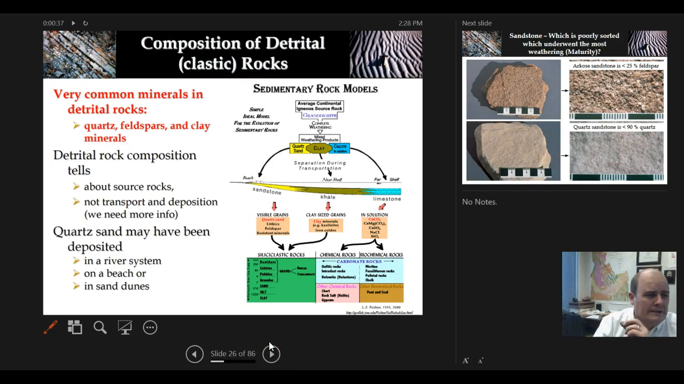Okay, so the composition of these clastic or detrital materials can change over time. So the type of mineral that's inside of it will tell us a lot about the source rock, right? So quartz sand often can be in river systems, beaches, or sand dunes because it's very resistant to weathering. So it ends up in places like that. Whereas other minerals, maybe like a feldspar or a clay, might not like to be transported or will break down faster over time. Okay, so that's something that's important to think about.